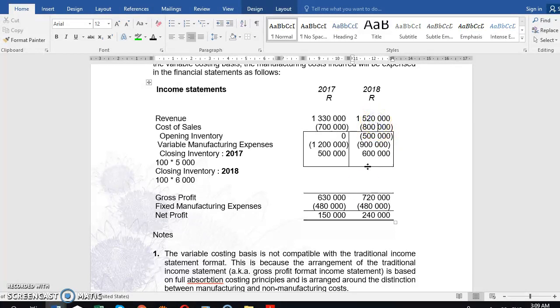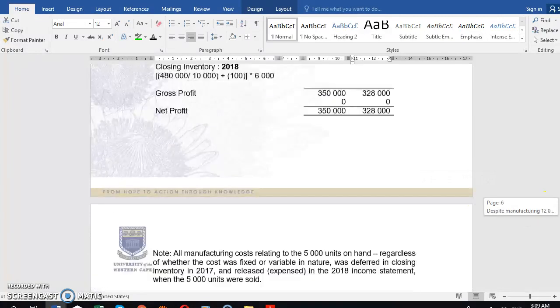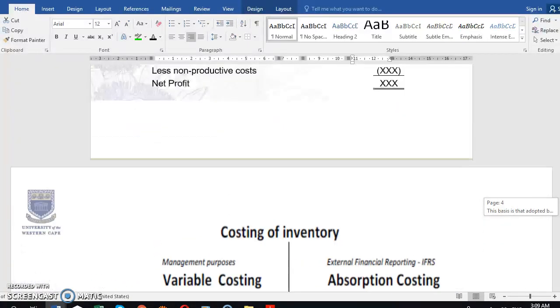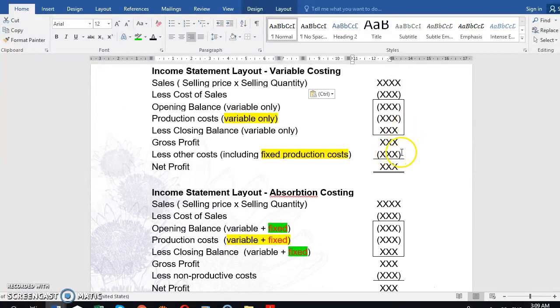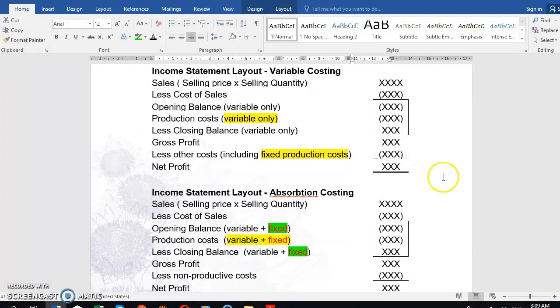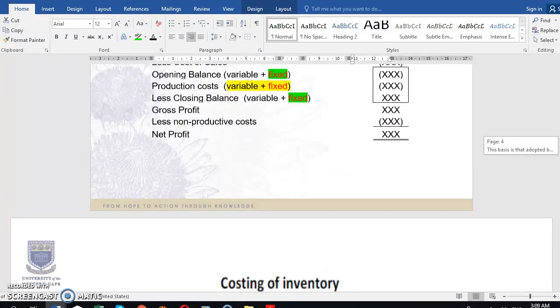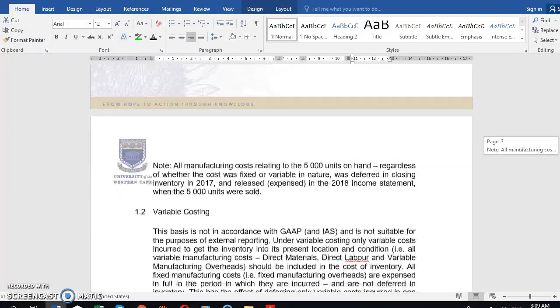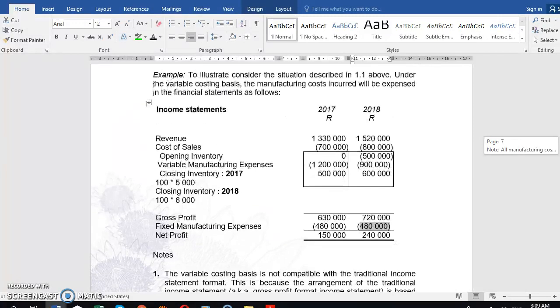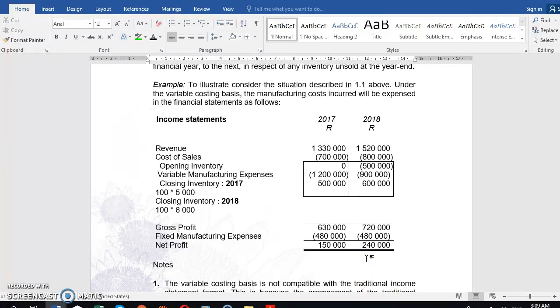That less that is the 720 gross profit. And again, we must deduct the 480,000 because, just to remind you, the 480 becomes a period cost under variable costing. Alright, and that effectively gives you the net profit as per variable costing.